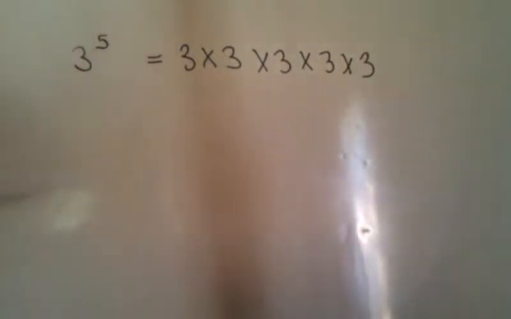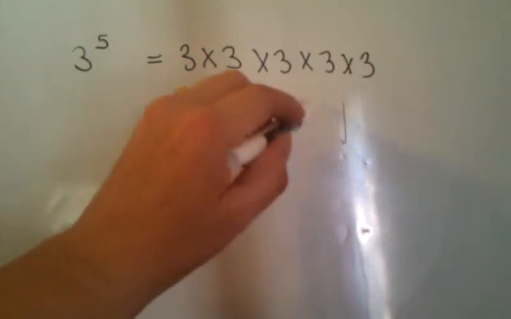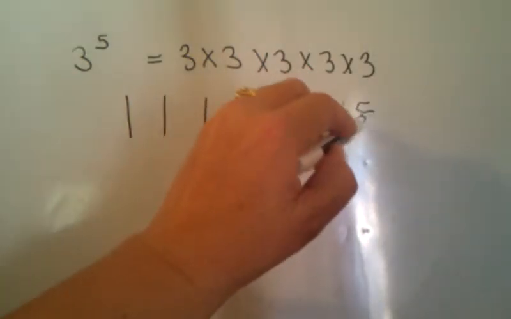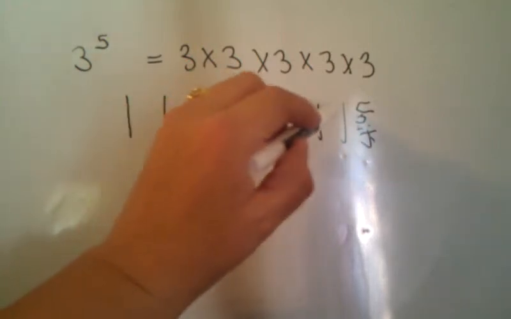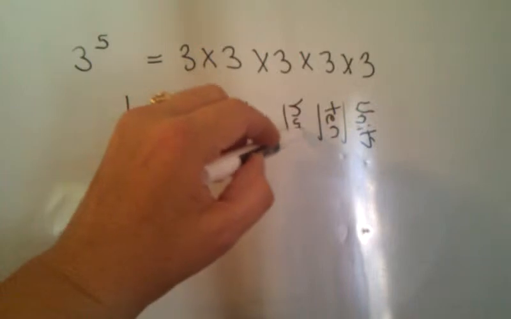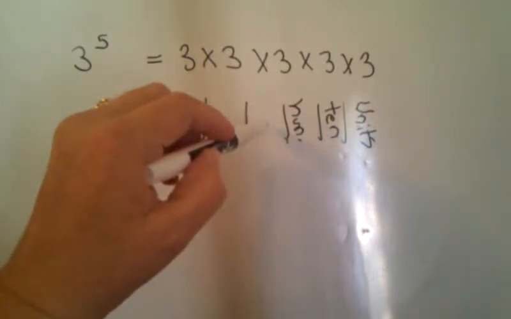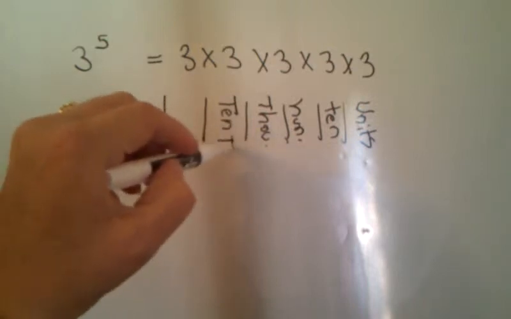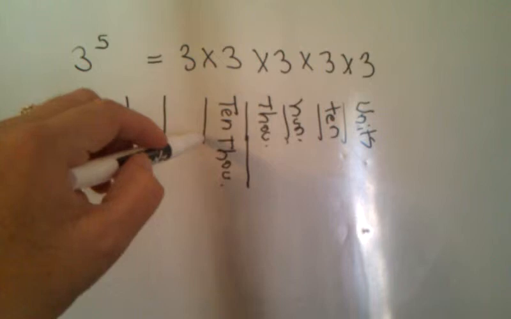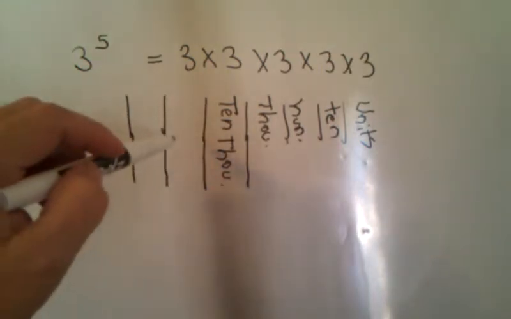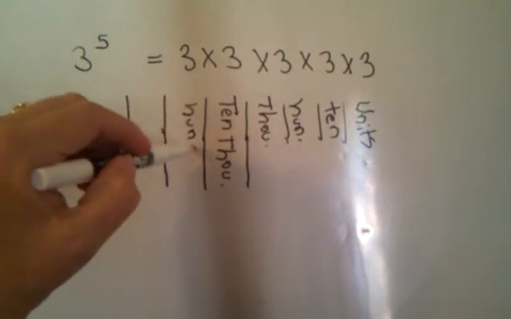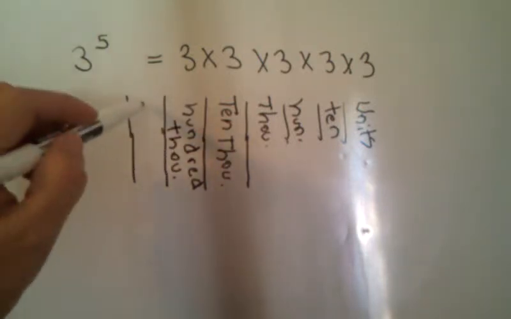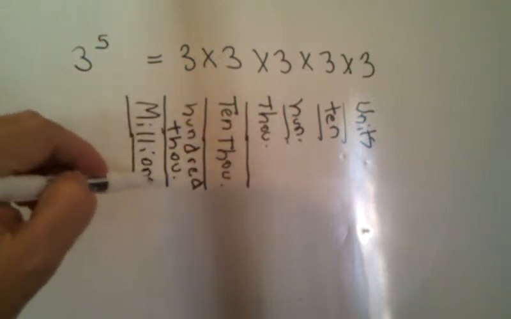Okay, so if we were going to write our place value chart, right, units, and then the next place is the tens place, and then the hundreds place, and then here's the thousands place, ten thousands place, these are the hundred thousands place, and here's the millions. Okay, those are the places.